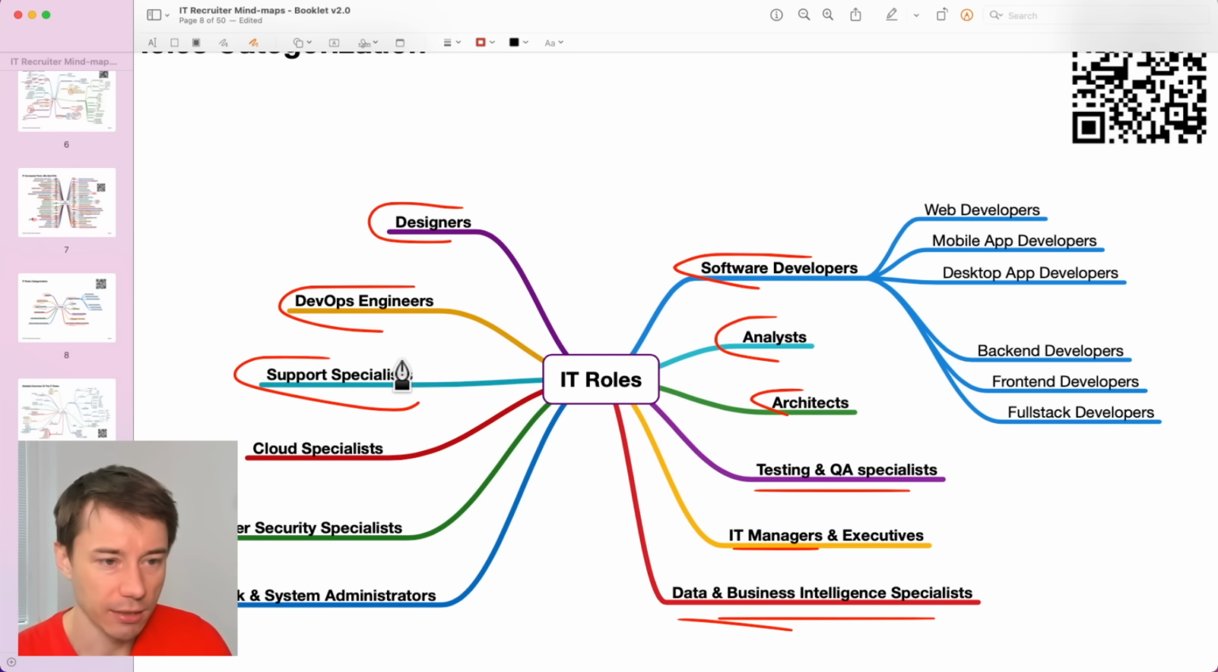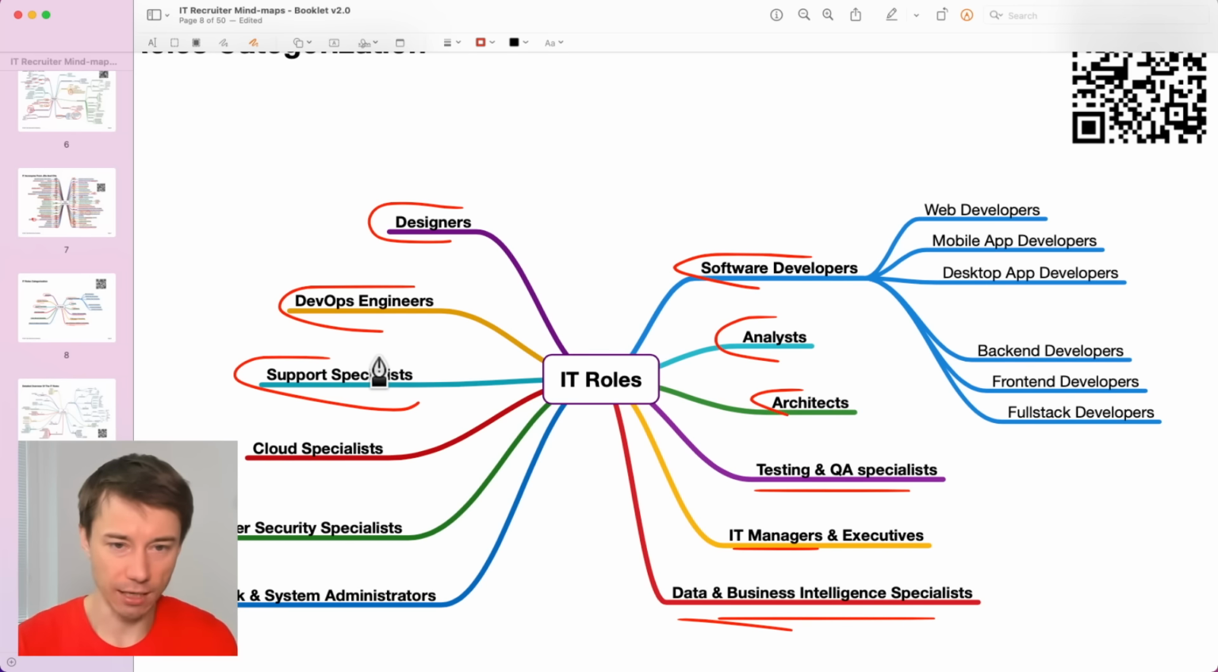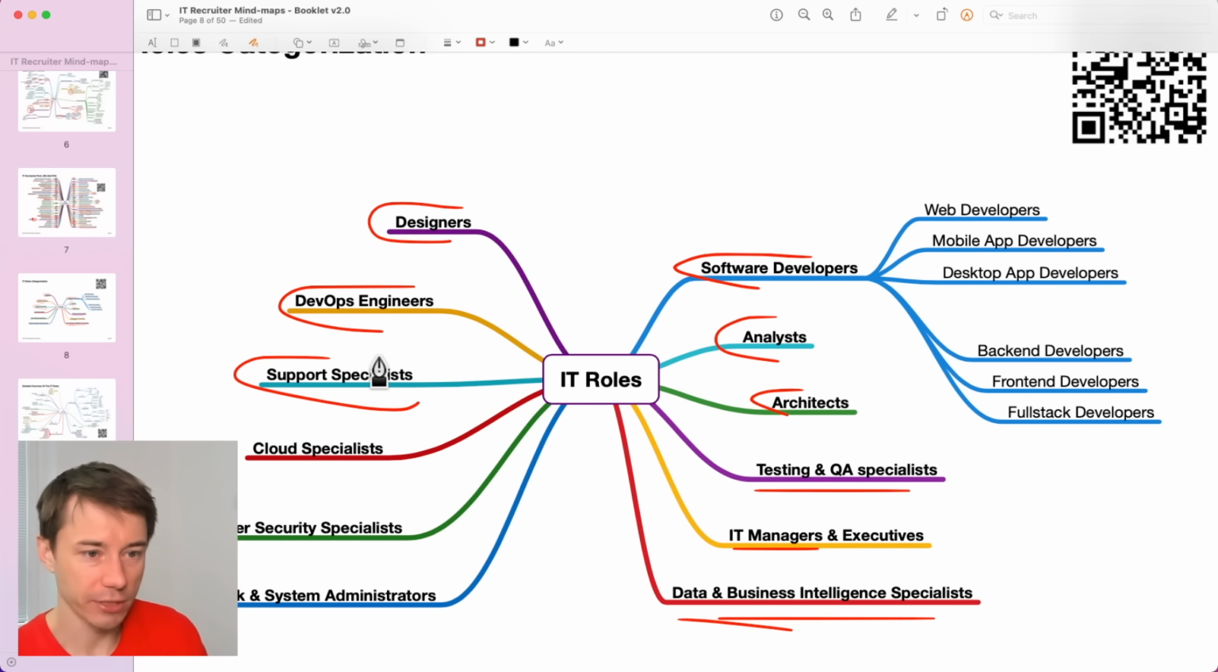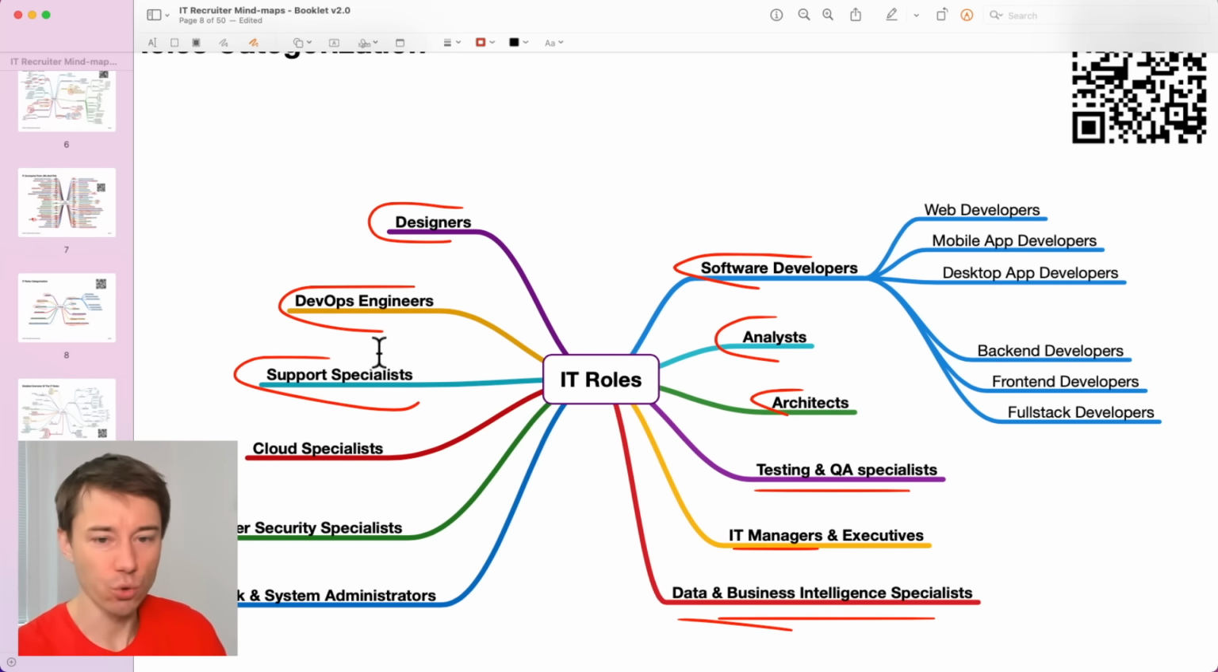Support specialists, these usually support either internal staff or customers. So it also depends on the company. What do they actually provide? What kind of service? If they have some customers who use the product, for example, a software as a service product, well, then it's very likely that the company will also have some support specialists to help customers overcome some challenges.